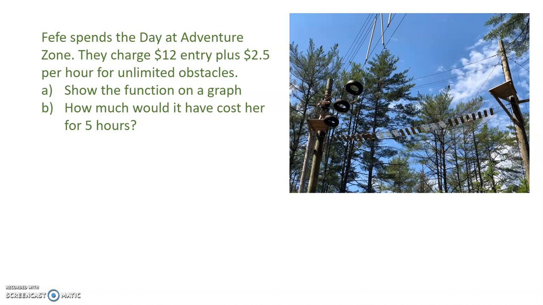So here we have a word problem, and we need to solve it using a linear equation. So let's have a look to see if we can identify the initial value and the rate of change. So they charge $12 entry and $2.50 per hour. Now what gives it away for the slope is this per hour.